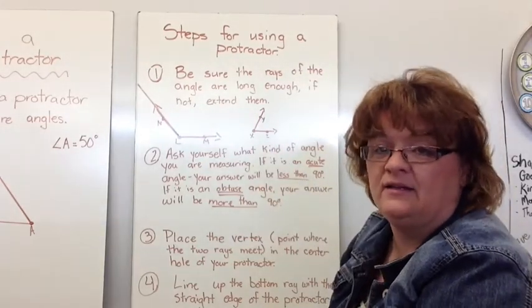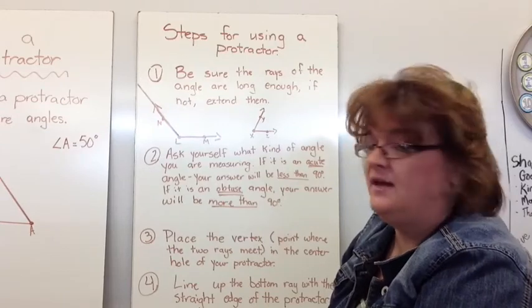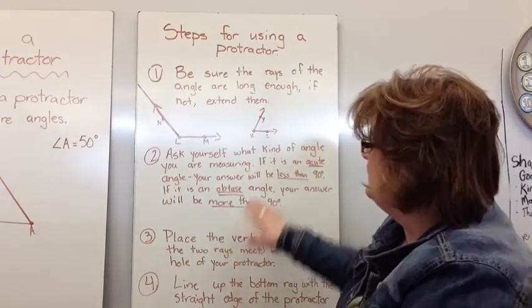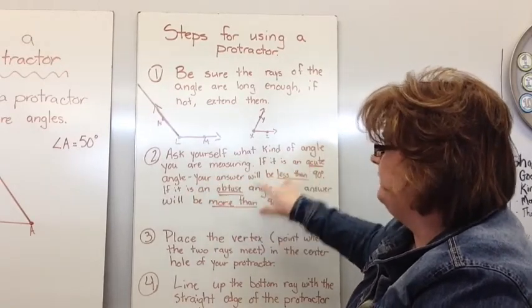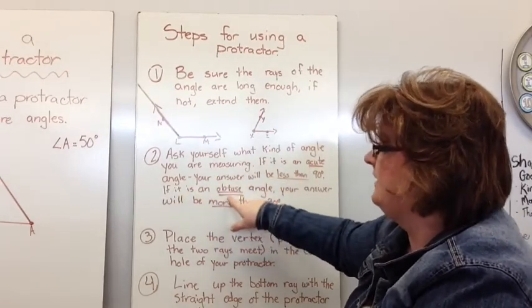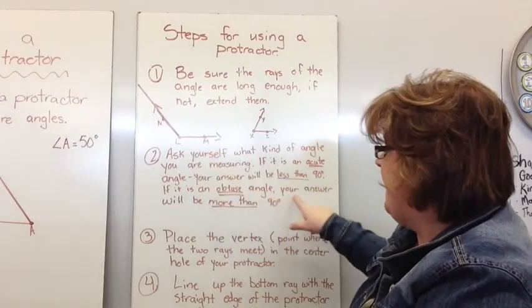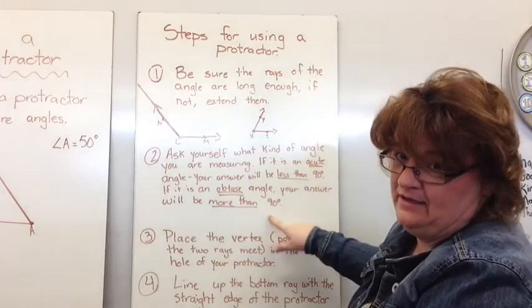That's less than 90 degrees. If I use the 110, it wouldn't make any sense. So if it's less than 90 degrees, then it's an acute angle. If you have an obtuse angle, like this one, your answer will be more than 90 degrees.